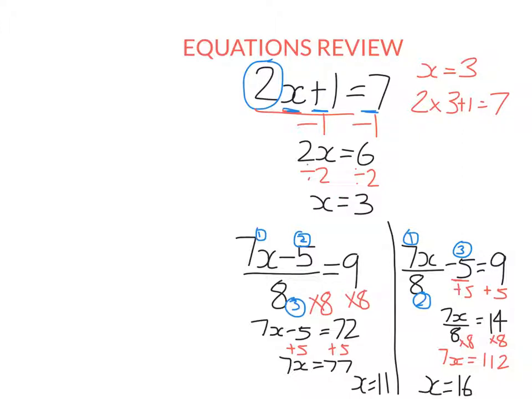So note here the different solutions. x equals 11 and x equals 16. But the only thing we did differently was undoing things in a different order. So it's really important you get the order of operations correct.